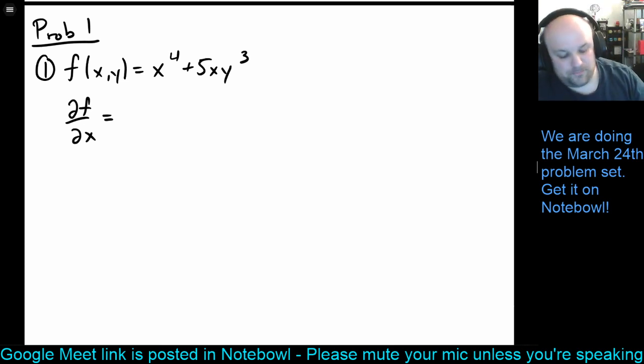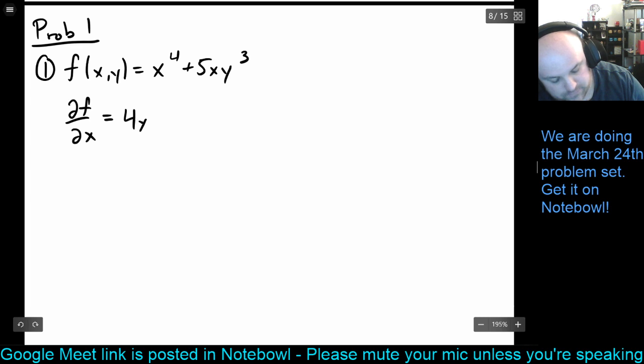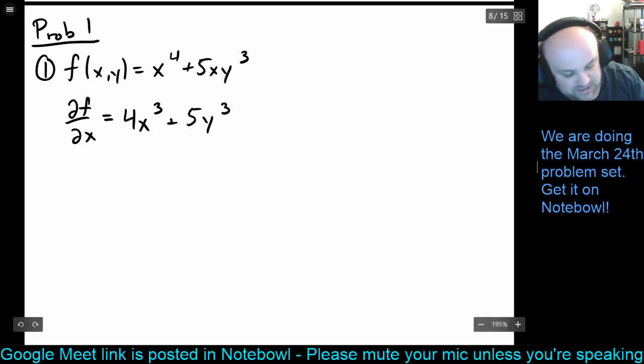For this derivative, we're going to pretend that y is a constant and take the derivative with respect to x. So we get 4x cubed plus 15xy, oops, I got ahead of myself, plus 5y cubed. Right, so the only parts that get differentiated are the x to the 4th and just the x here.